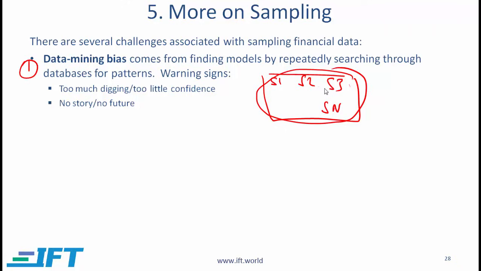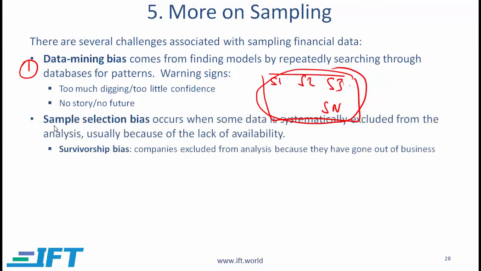When that happens, we say that we have a data mining bias, and you can identify a potential data mining bias in a study if you notice that the researcher is spending too much time looking for patterns in the same database and if there is no real economic justification for the statistically significant relationships that are being presented. Next, sample selection bias.